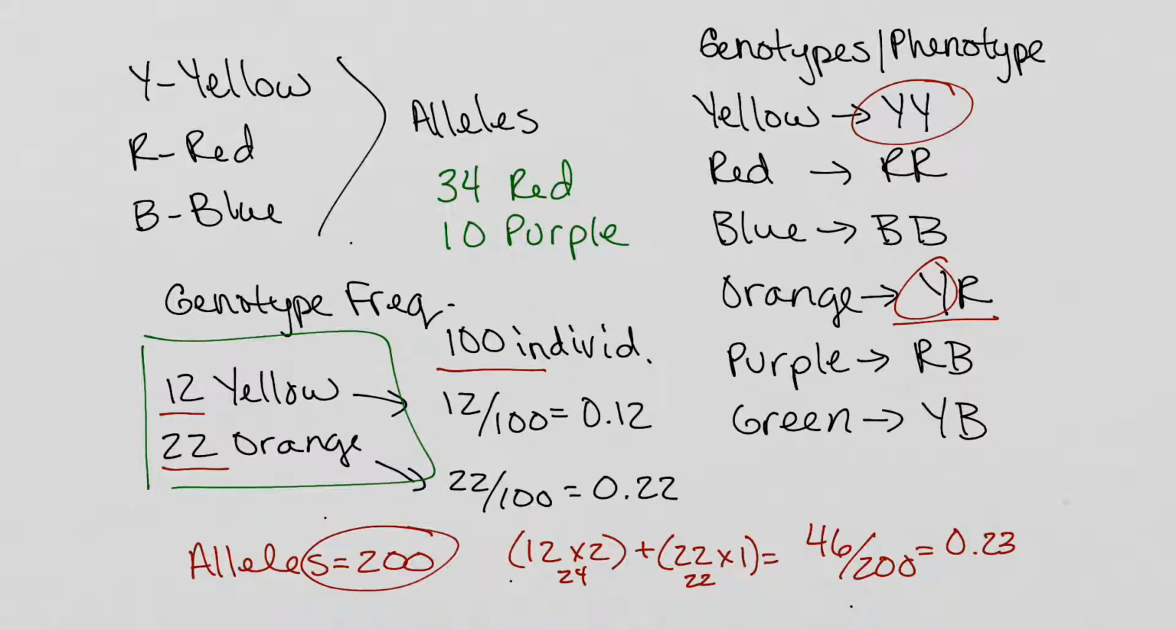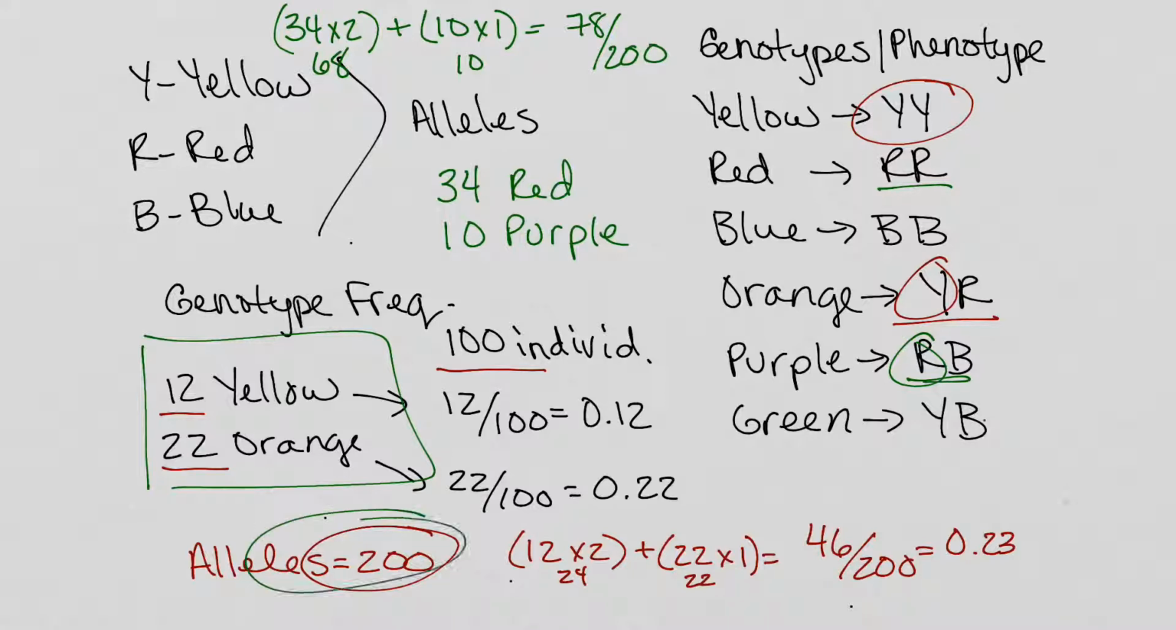I'm just going to write it up here at the top. We've got 34 individuals that are red, and each one of them has 2 copies of the red allele, so I'm multiplying it by 2. Plus we've got the purple individuals, and there's 10 of those, and the purple have 1 copy of the red allele, so I'm going to multiply that by 1. So we go through, this is going to be 68, and we've got 10 over here, so we've got a total of 78. And again, we're dividing that by the 200 number that we came up with down here. And when you do the math on that, that'll give you the frequency of the red allele.